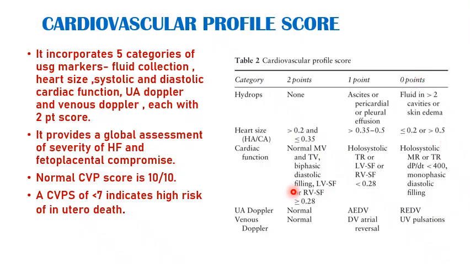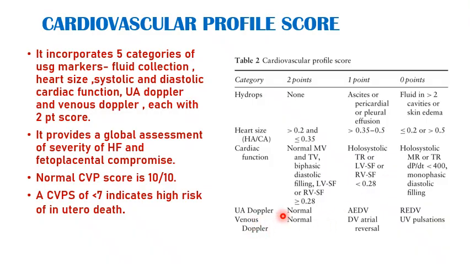For cardiac function, if there are normal mitral and tricuspid valve functions, diastolic as well as systolic, like shortening fraction is more than or equal to 0.28, then 2 points are given. If there is holosystolic TR or MR with shortening fraction less than 0.28, then 1 point. If there is TR or MR with monophasic diastolic filling and dP/dt less than 400, then 0 points are given.